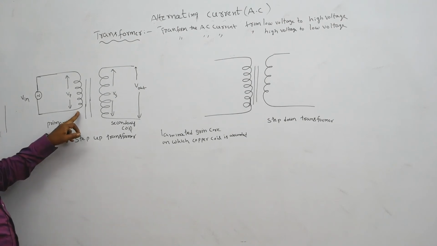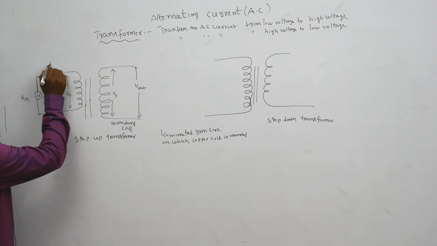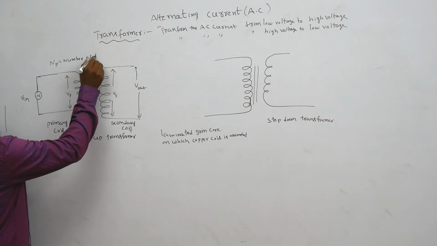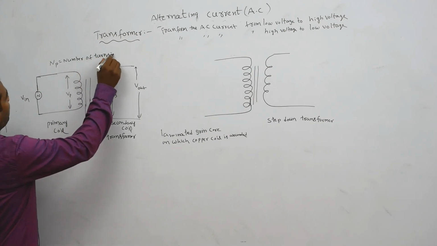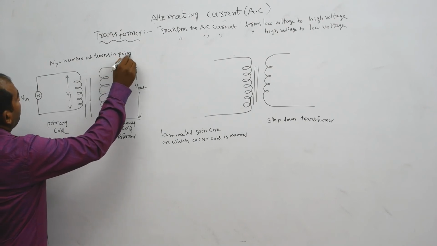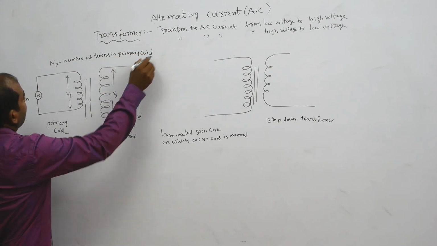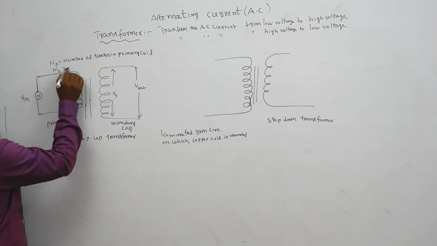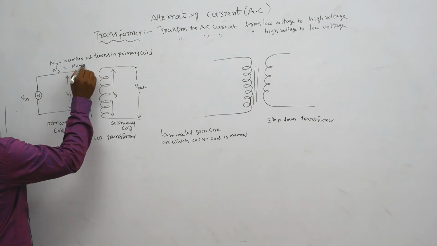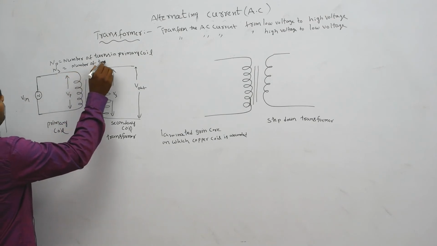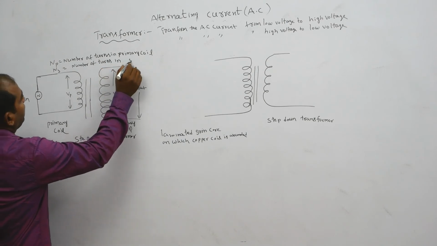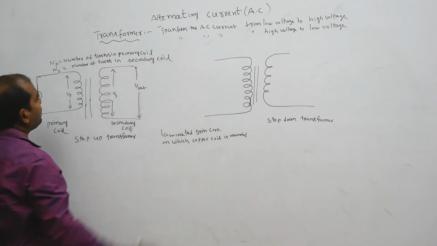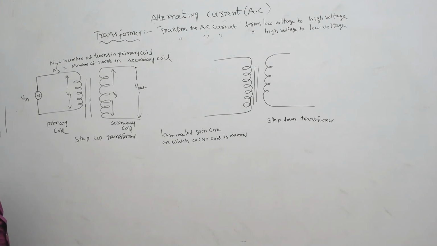Here let the number of turns in the primary coil be Np. So Np is the number of turns in the primary coil. Similarly, let Ns be the number of turns in the secondary coil.